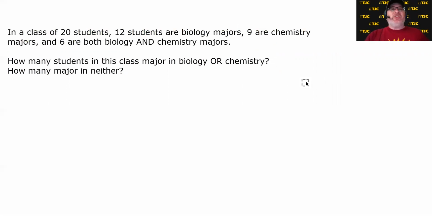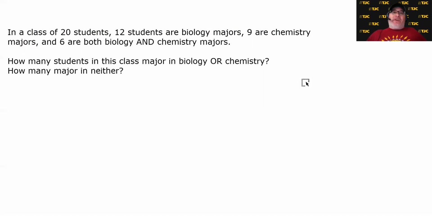All right, in a class of 20 students, 12 are biology majors, 9 are chemistry majors, and 6 are both biology and chemistry majors. Now, first off, this might seem like an impossible situation because we're saying that the class only has 20 students. Here's 12 of them that are biology majors and 9 of them that are chemistry majors and 6 that are both. Now, how could that be?